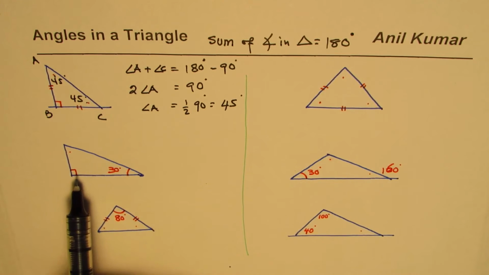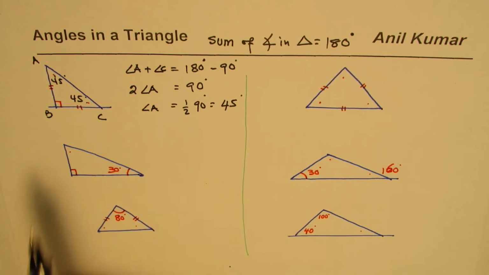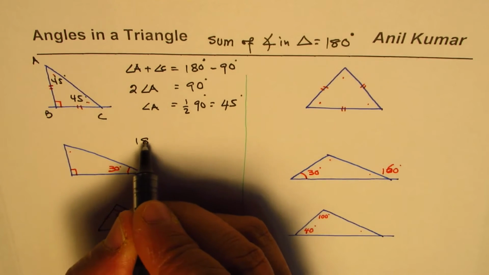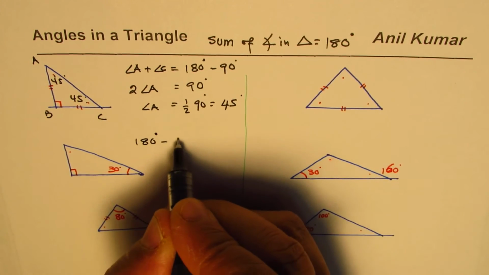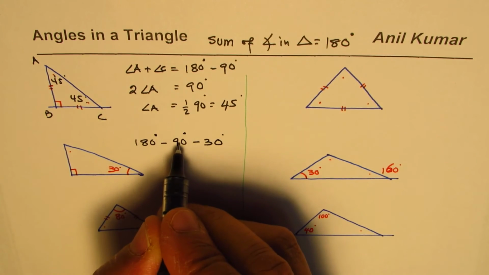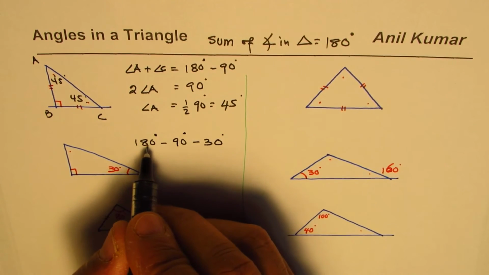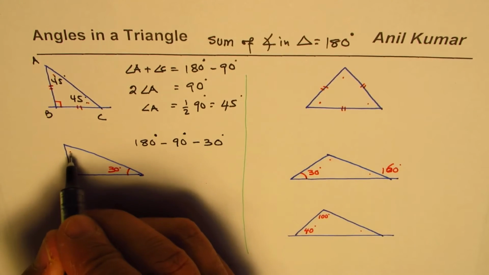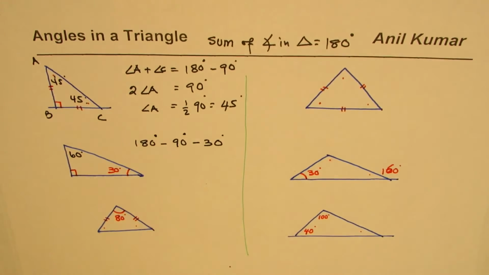Let's move on to the next one. We have two angles, 90 and 30. The third one should be how much? You could do 180 degrees, take away 90, take away 30, right? So that is 90. When you take away from 180, you get 90. 90 take away 30 is 60. So that should be 60 degrees.